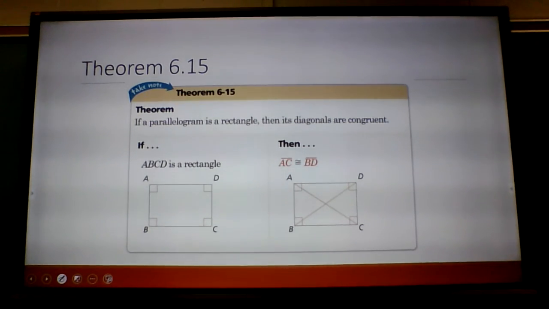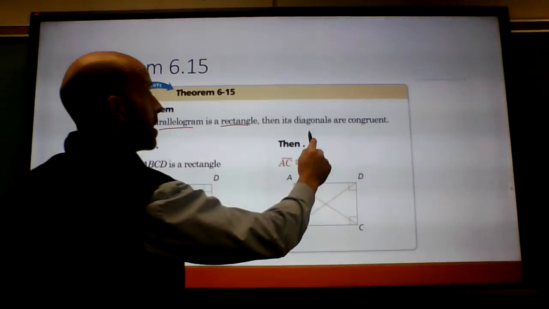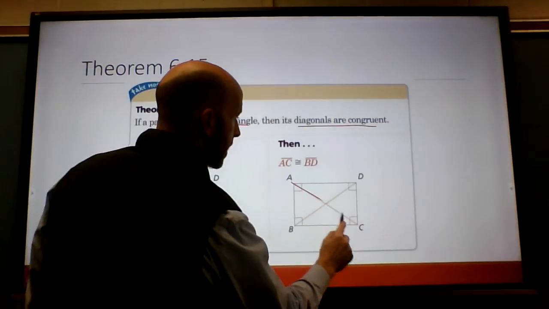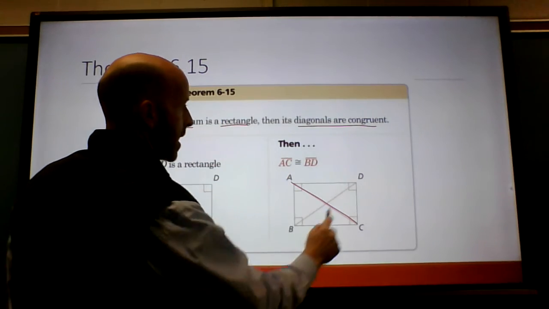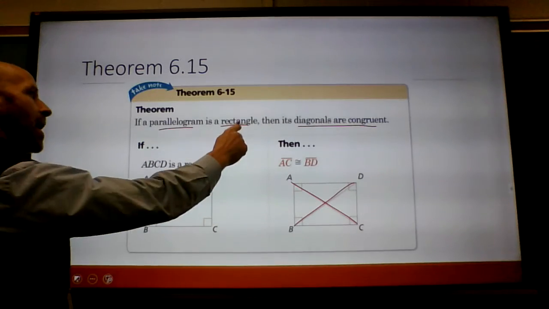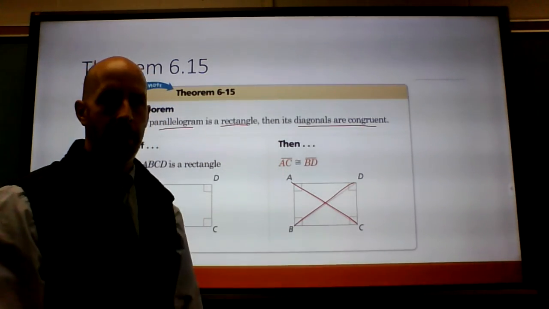Theorem 6.5 says if a parallelogram is a rectangle, then the diagonals are congruent. In other words, this length here, that's segment AC, has to be congruent to segment BD. So if it's a rectangle, you can pretty much almost just look at that and tell that those are the same.